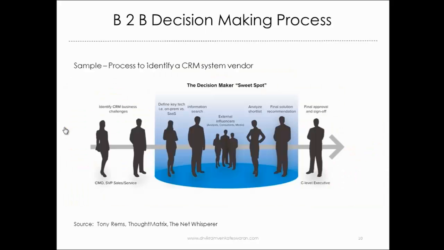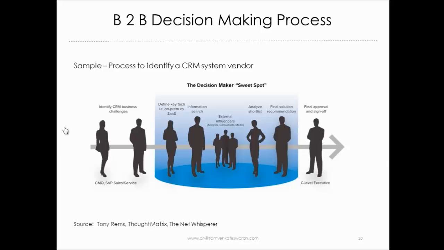And I'm taking a technology example because I'm slightly more familiar with technology. This is what we do. So a traditional external influencer somewhere falls in the blue zone. This is purely a B2B scenario, right? So someone's defining the technology parameters, someone's doing the information search, then there are these external influencers in the form of analysts, consultants, and they'll have media here, but I have a big question mark on the role of media as an influencer. Then the shortlist analyzer and the final solution recommendation.